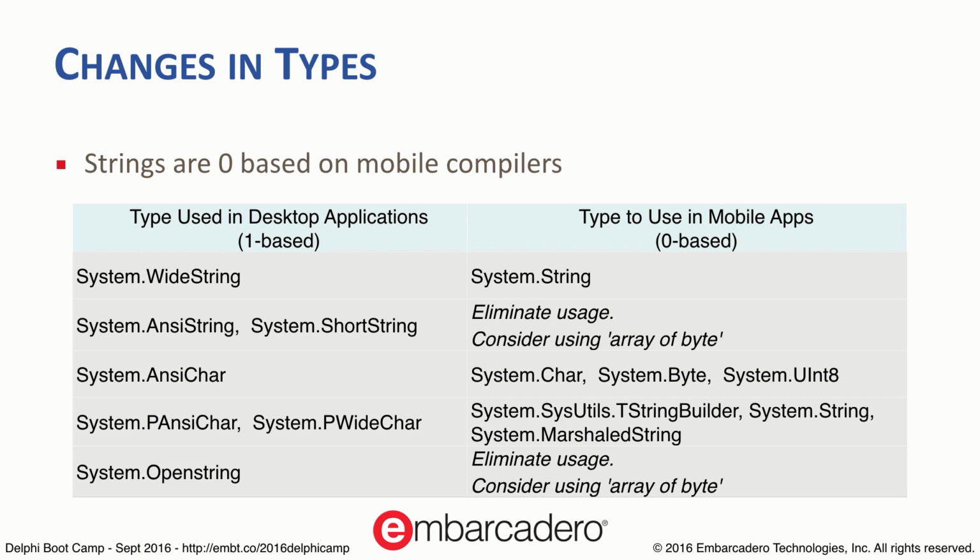System.String is a Unicode string. It's a great string. It's really the only string you need for most situations. You don't want to use AnsiString or ShortString or PAnsiString or PAnsiChar or PWideChar. Those are pointers to strings. Instead, you would use the TStringBuilder, System.String, or marshaled strings. OpenString and AnsiString and ShortString, you can't use those at all anymore. So instead, you would eliminate those, and possibly in those situations you want to use an array of bytes, which is probably what you're trying to do anyway. Like I said, generally speaking, you're just going to use System.String for most all of your string needs.